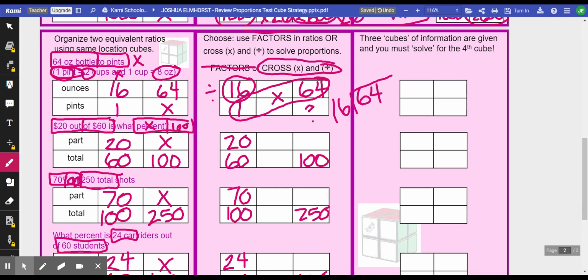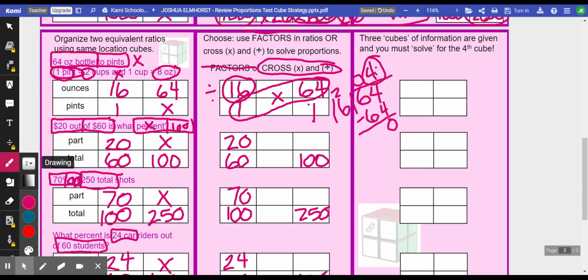So 16 goes into 64. 5 would be too much. So let's put 4. 4 times 16, let's see, does equal 64. So 4 times 6 is 24, carry the 2. 4 times 1 is 4, plus 2 is 6. So there is no remainder. So that is your answer. That is what the missing value is.